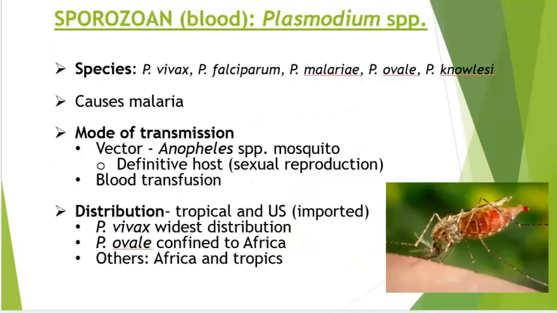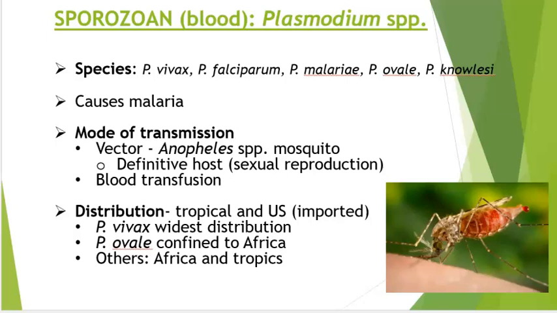So here are some of the different species of Plasmodium that we're going to talk about and look at. There's vivax, there's falciparum, there's malariae, there's ovale, and then there's knowlesi. And again, all these cause malaria. The mode of transmission is a vector, or a mosquito bites the host. And the species of the mosquito is Anopheles.